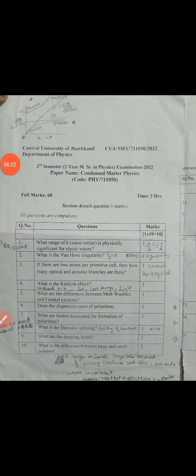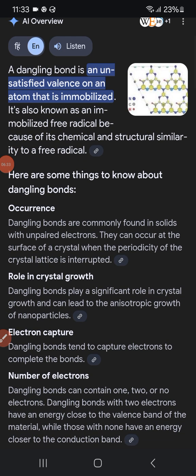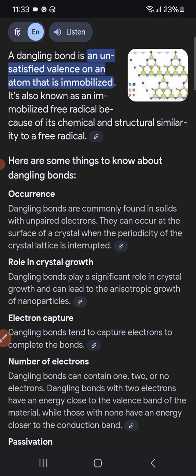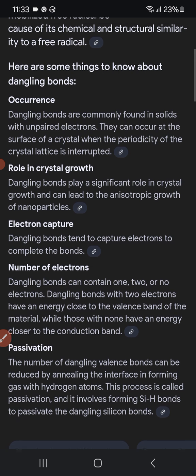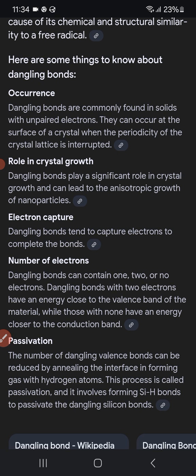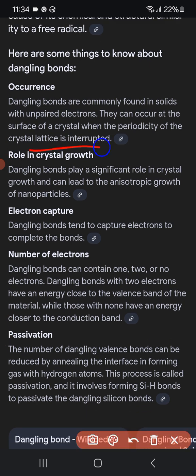What are dangling bonds? A dangling bond is an unsatisfied valence on an atom that is immobilized. It is also known as an immobilized free radical because of its chemical and structural similarity to free radical occurrences. Dangling bonds are commonly found in solids with unpaired electrons. They can occur at the surface of a crystal, when the periodicity of the crystal lattice is interrupted.